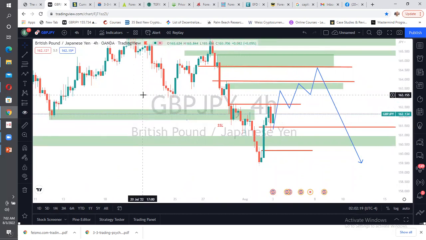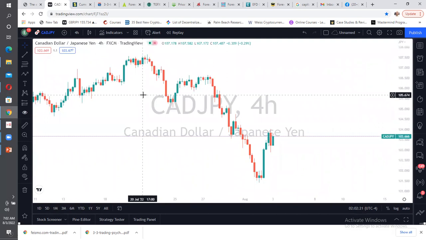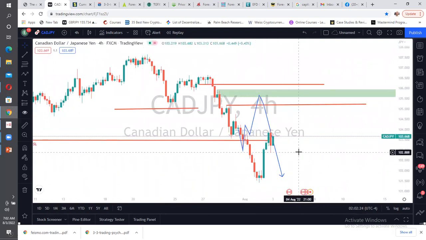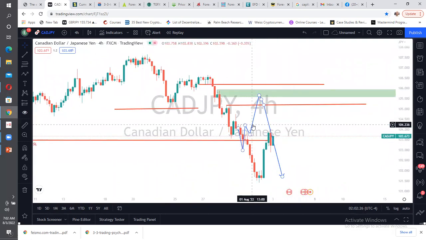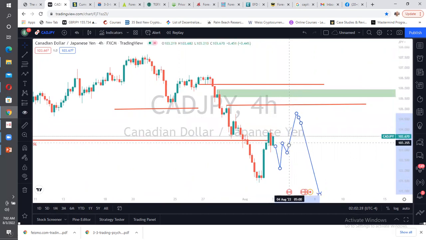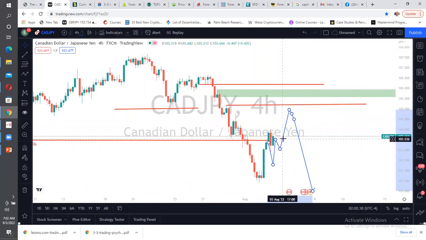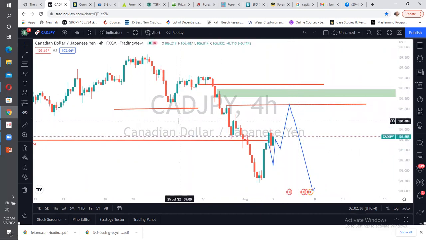Next one is CAD JPY. I think we are done with what we actually analyzed. We're done with that. So we are not going to analyze CAD JPY. I think these are the pairs, the 10 pairs that we will analyze every single day.